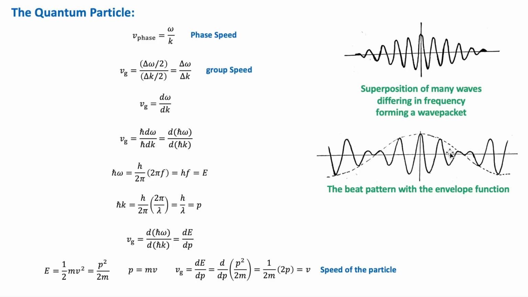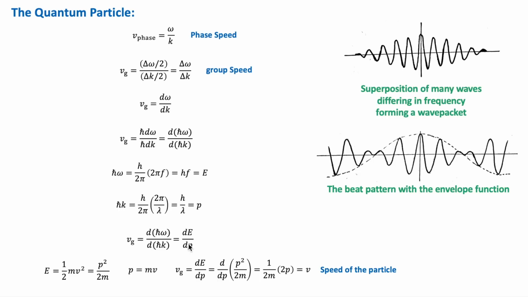So for the superposition of a very large number of waves that form a wave packet, the group speed is given by d omega over dk, okay? And if we multiply by h bar, we get this expression. And h bar omega is equal to h over 2 pi times 2 pi f, equal to hf, equal to E. And h bar k is equal to h over 2 pi times 2 pi over lambda, and is equal to p. So we can write the group speed equal to dE over dp.